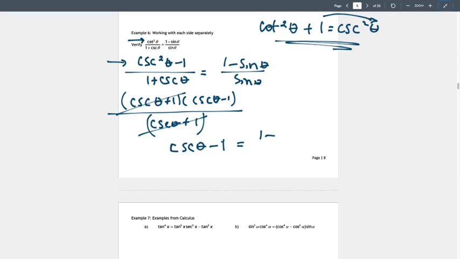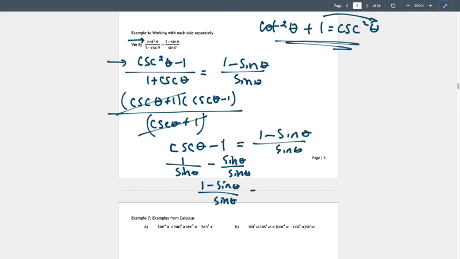Now remember, you're trying to get to 1 minus sine theta over sine theta. So I need to change cosecant to what it is in terms of sine. And cosecant is the same thing as 1 over sine. And I'm going to break that up into two things. I'm going to change that 1 to be sine over sine, because that's the same thing as 1. And that way I have a common denominator. So now when I combine my numerators, I get 1 minus sine theta over that common denominator, which is exactly what I want it to be. So we have verified it.